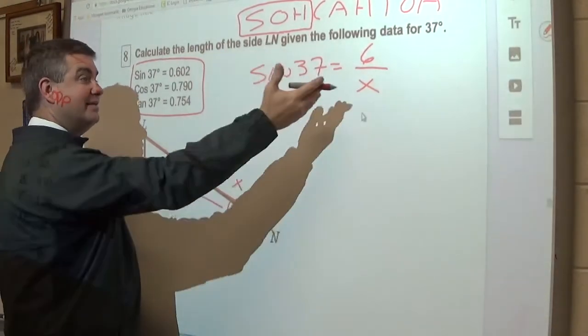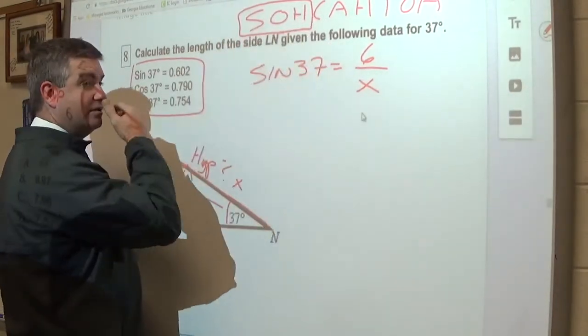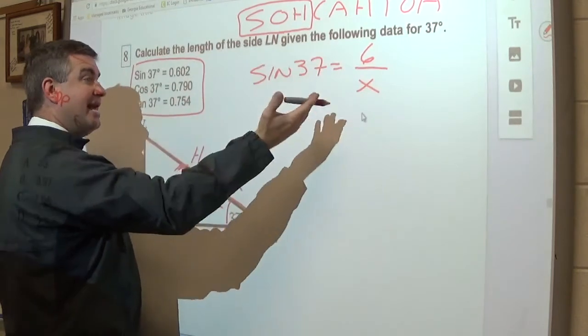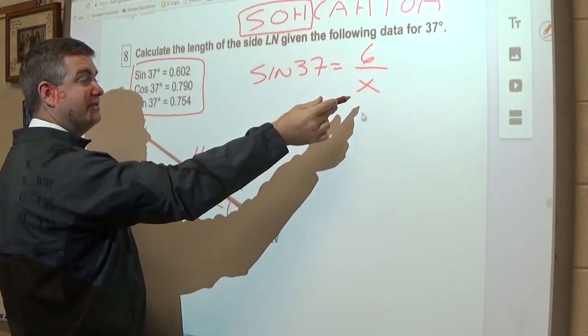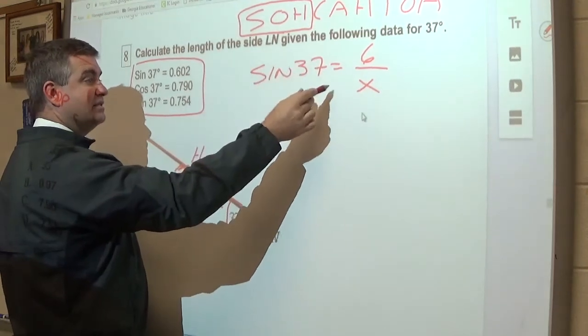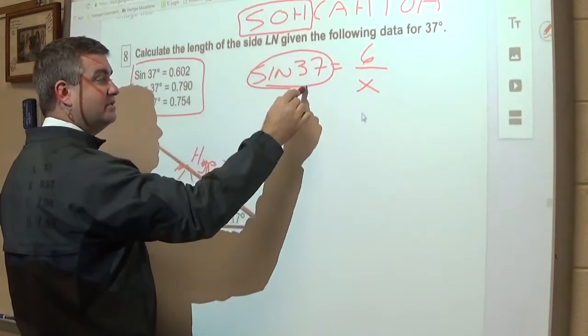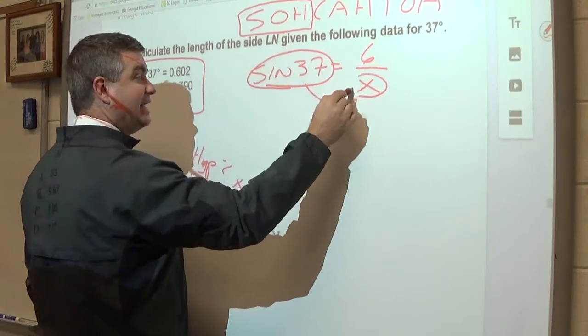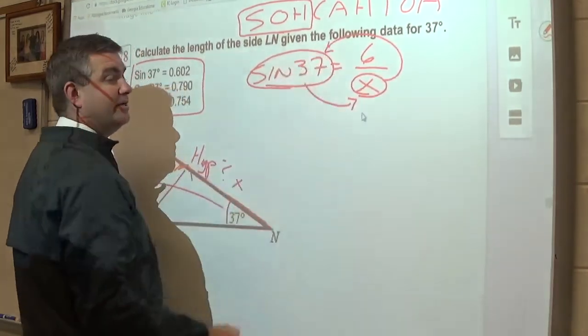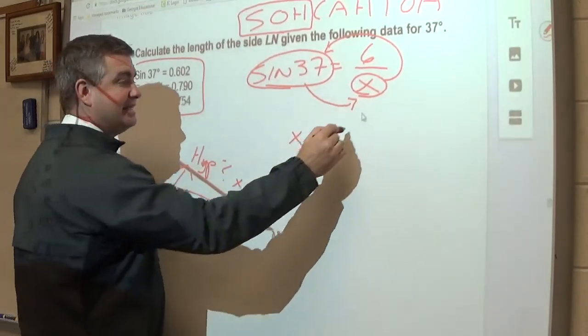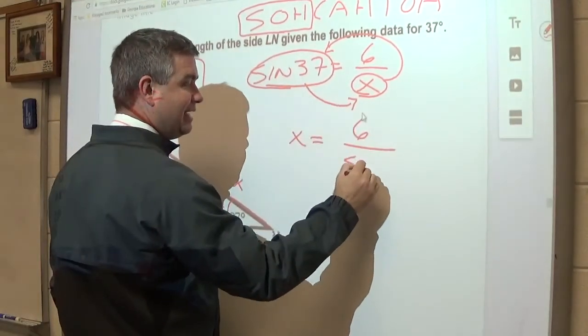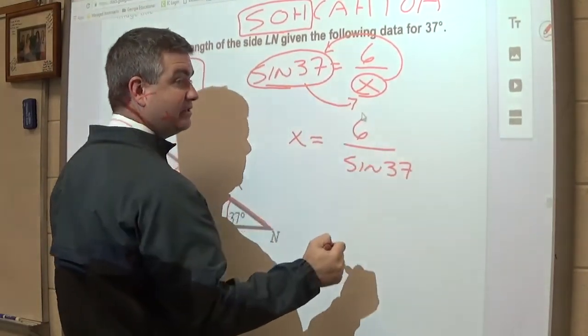X is now in the denominator. Previously it was on the numerator and we multiplied. But now it's in the denominator and we can't multiply to solve this. The way that we solve this is this sine of 37 goes down here. This X moves and goes up here. So we flip-flop those two and it looks like X equals 6 divided by the sine of 37 degrees.